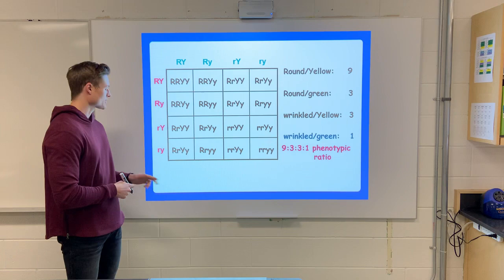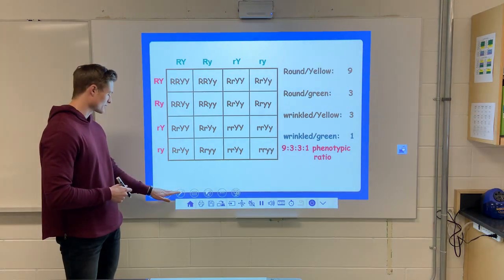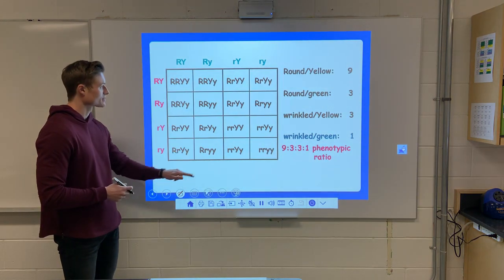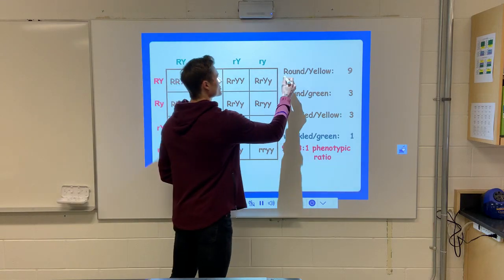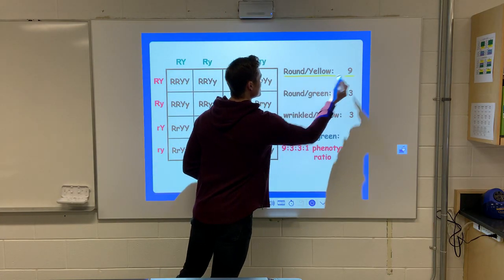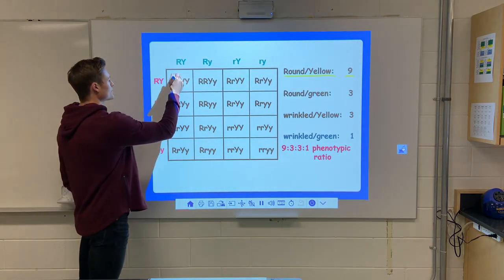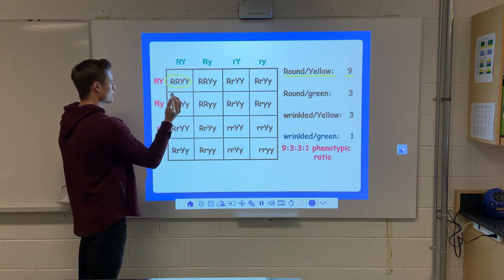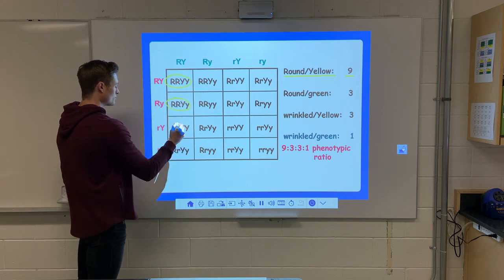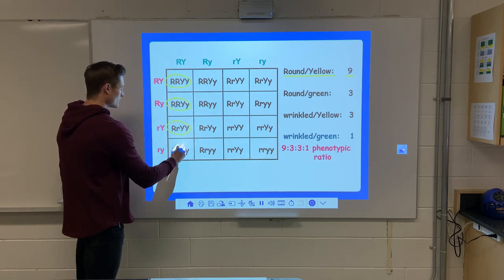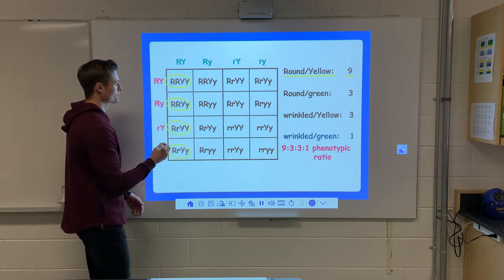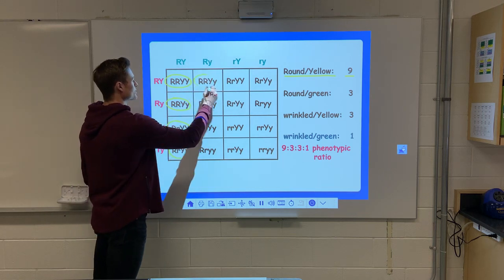Genotype ratio is going to be a little difficult here, so I'm just focusing on the phenotype ratio. If we look at the phenotype ratio, and I'll do this in different colors here, you'll notice that for round and yellow, we should have 9 individuals. Let's count up 9 individuals that are round and yellow, okay? This individual right here, round and yellow. Round and yellow, round and yellow, and round and yellow.